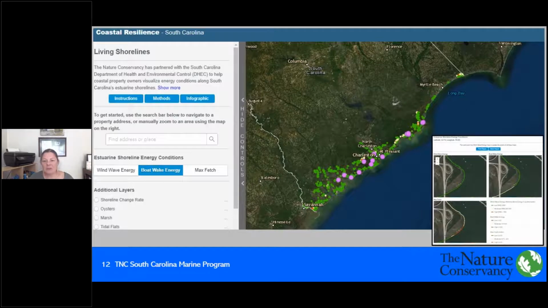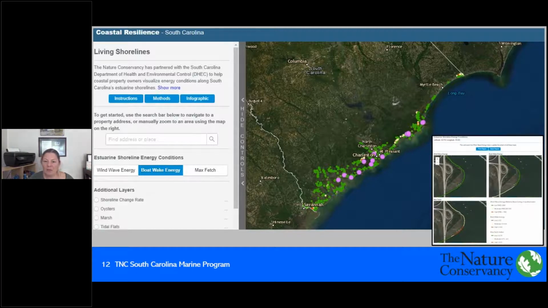There's also supplemental data that we link to that includes the Department of Health shoreline change rate and Department of Natural Resources oyster harvest areas. So property owners can zoom into their specific address, see the energy categories and any supplemental information. Then they can print that out and use that in their pre-application meetings. And in those meetings, that map and information can help the permitting agencies suggest materials if property owners are unsure what might work for them.